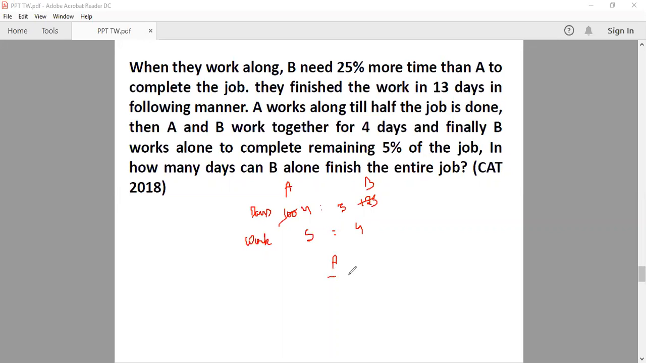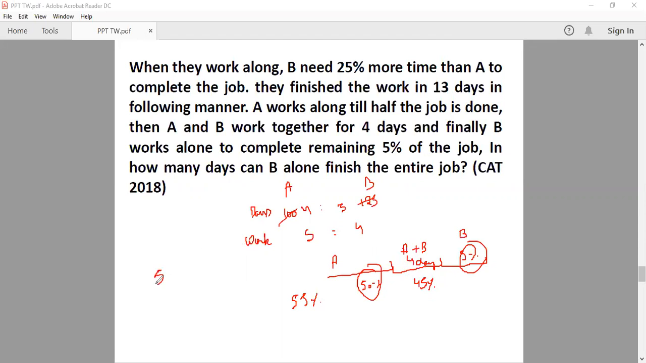सबसे पहले A ने काम किया up to 50%, then A plus B worked for 4 days, and then B completed the remaining 5% job. Now, if you will think a little rationally, how much of the job is done already? A 50, B 5. Total 55% of job is done. How much of the job is left? 45% of the job is left, and it is completed in 4 days.